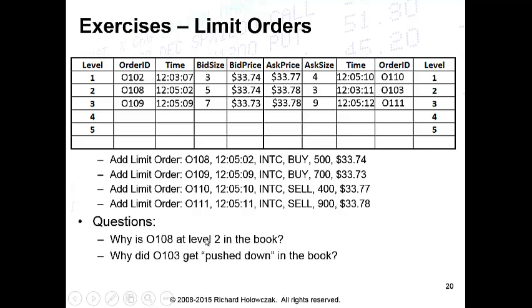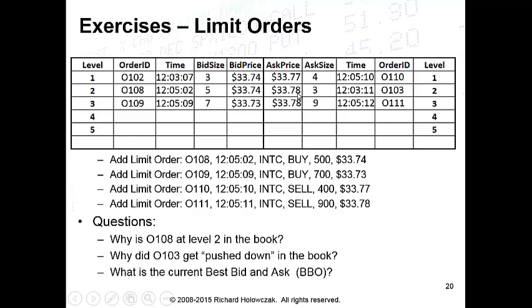Why did order 103 get pushed down in the book? If you remember at the original setup, order 103 was at the top of the book, and somehow it got pushed down, and let's see why that might be. Order 110 came in to sell at $33.77, and because $33.77 is a better asking price, a lower asking price than what order 103 had here, order 103 got pushed down a level, and order 110 ends up getting slotted in there at the top of the book.